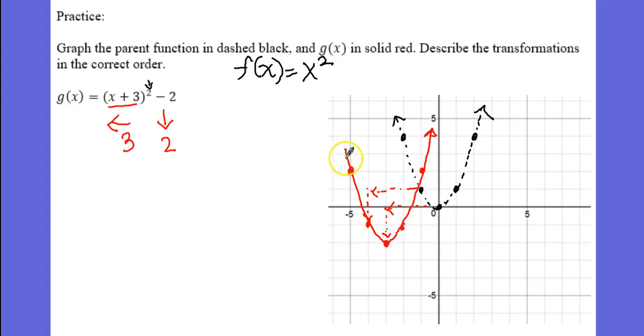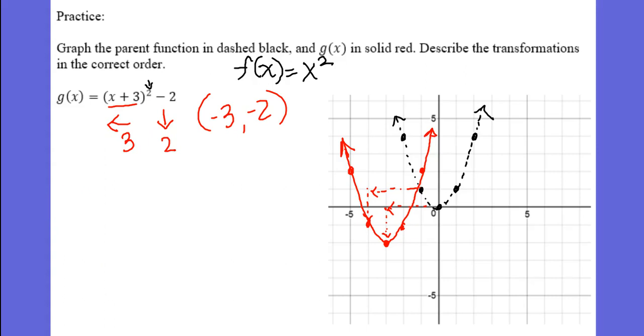You have now graphed the function that I assigned. See? It's nice. It's a good skill to have if the equation's written in vertex form. And take a look at that. The vertex is at -3, -2. I like it. Gives me a good starting point.